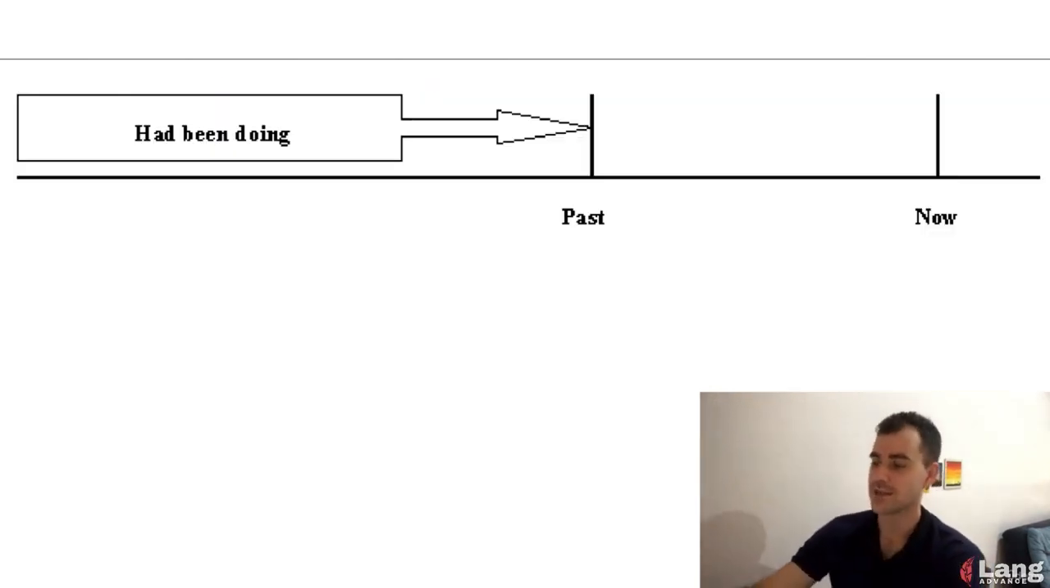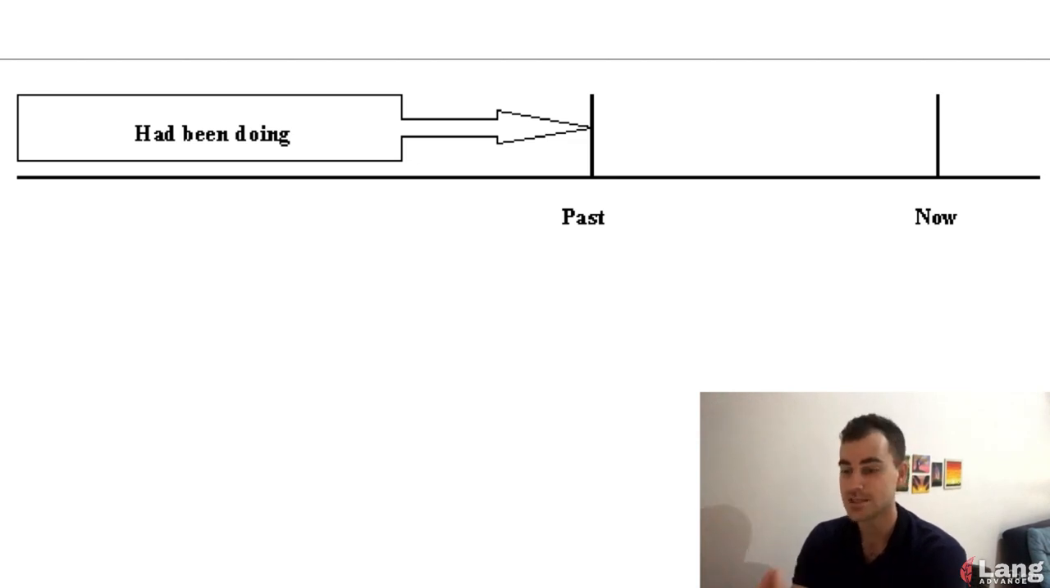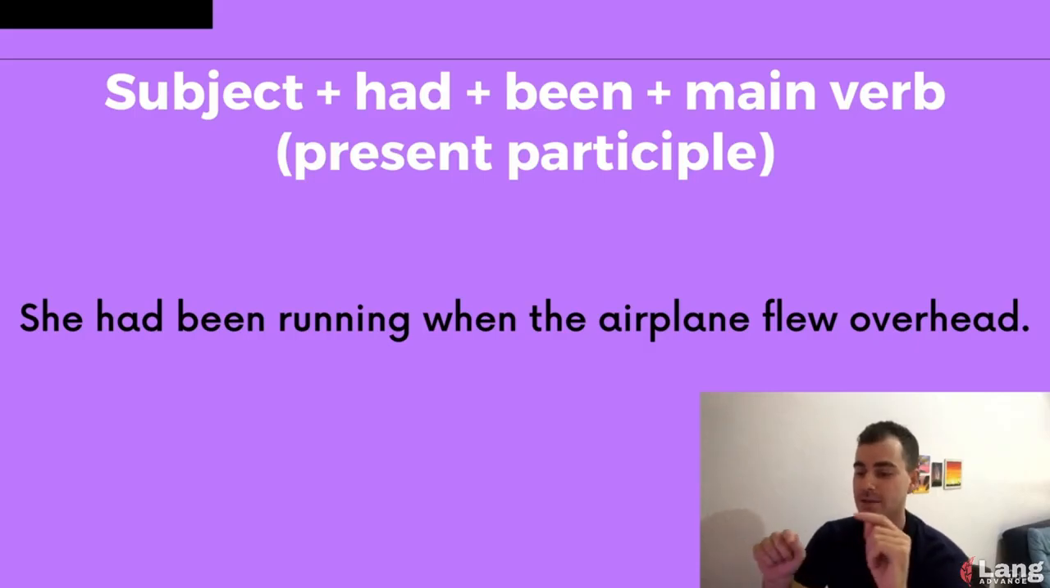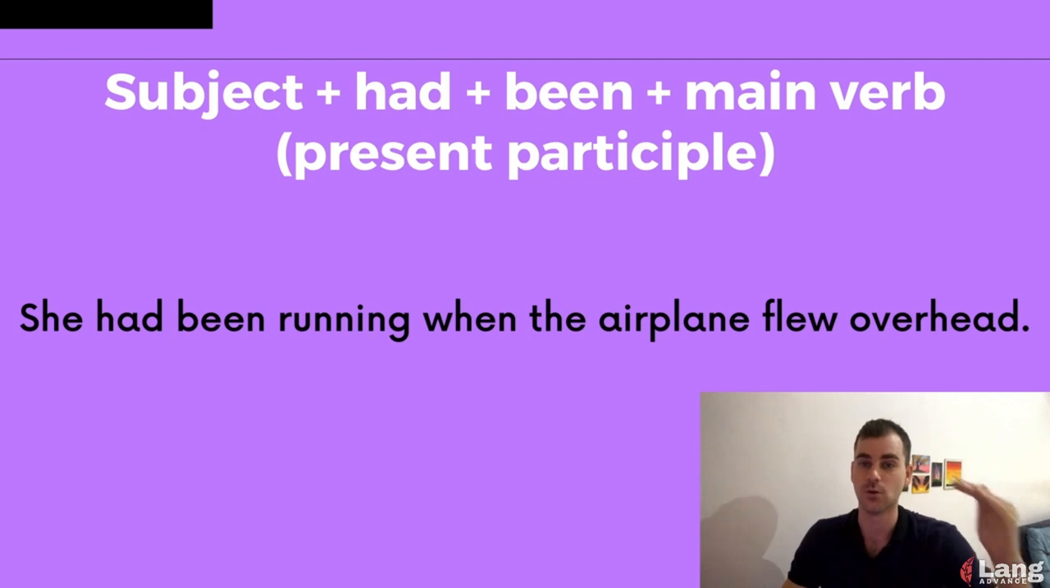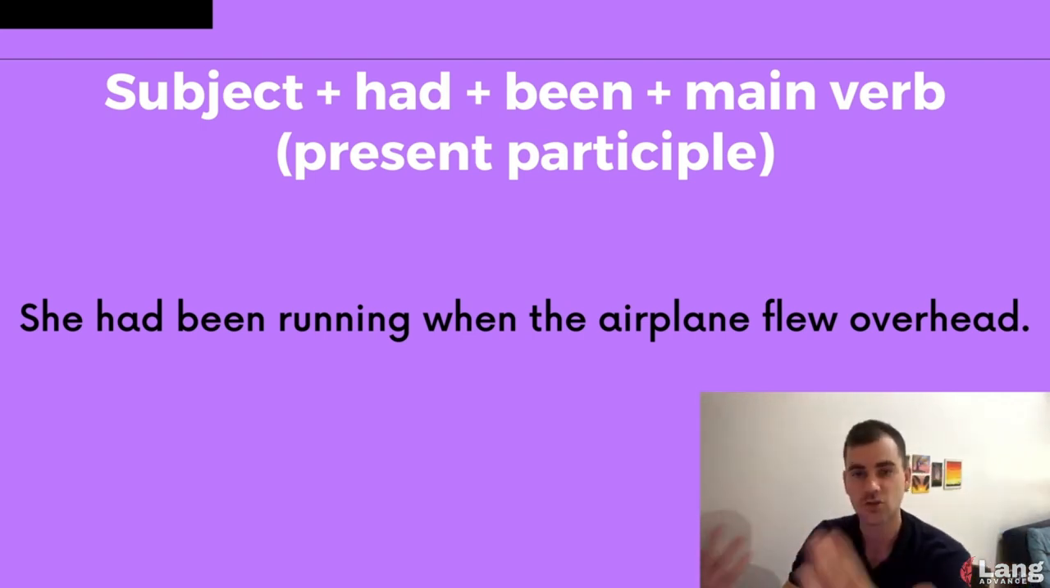You can see the point now and then the point past. The past perfect continuous expresses something you had been doing before that past point. She had been running when the airplane flew overhead. The structure of this is subject, she, had been, plus the main verb in the present participle, which means adding -ing, running. She had been running when the airplane flew overhead.